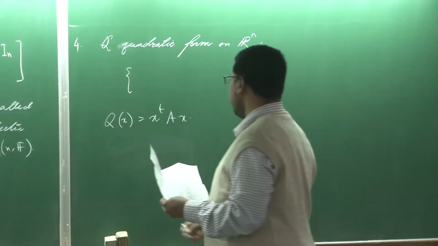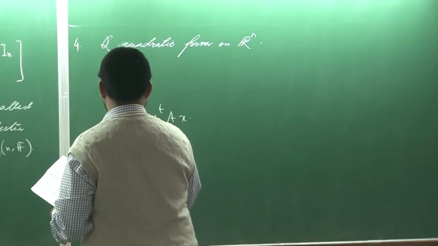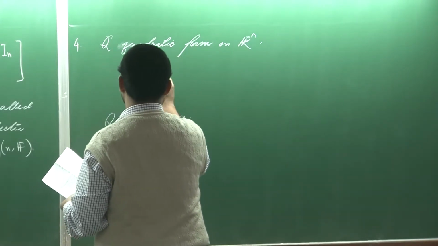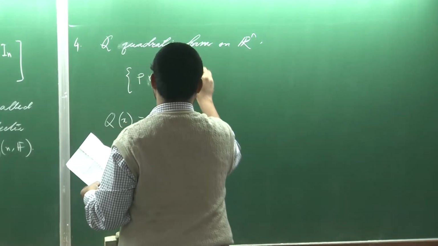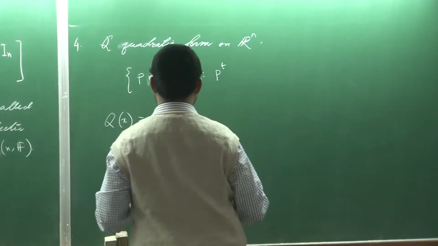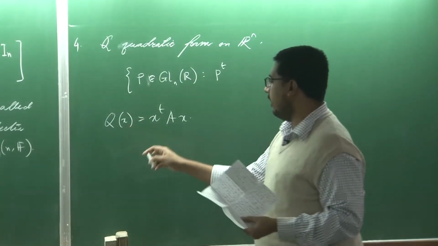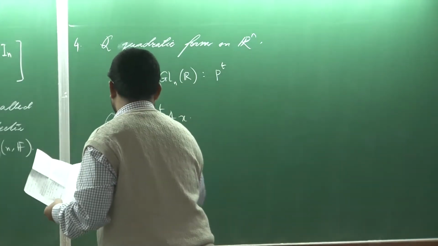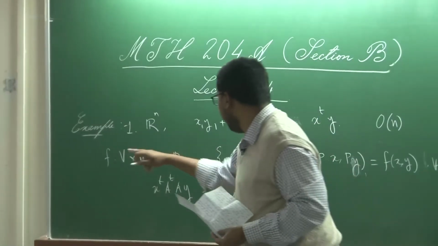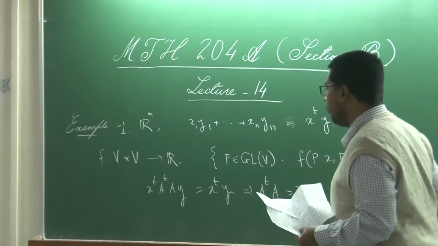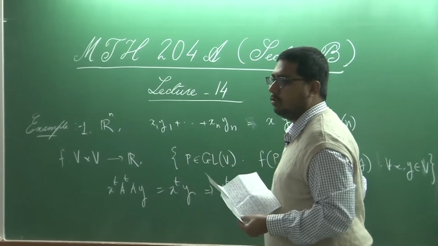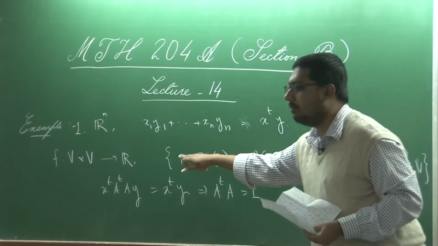Therefore, the stabilizer group is the invertible matrices P such that P transpose A P equals A. In order to talk about this, even for bilinear maps it should come with P inverse, but since this is going to be a subgroup, writing P inverse throughout is the same as writing P here, because we are in a subgroup.